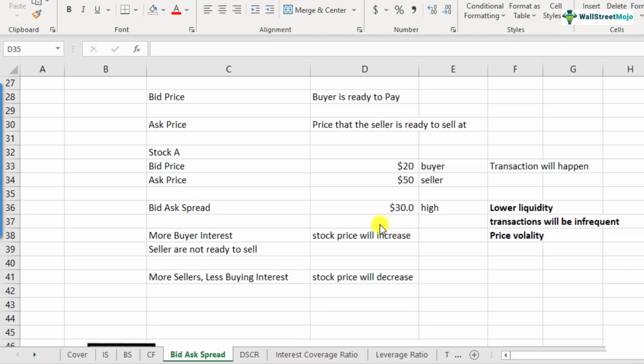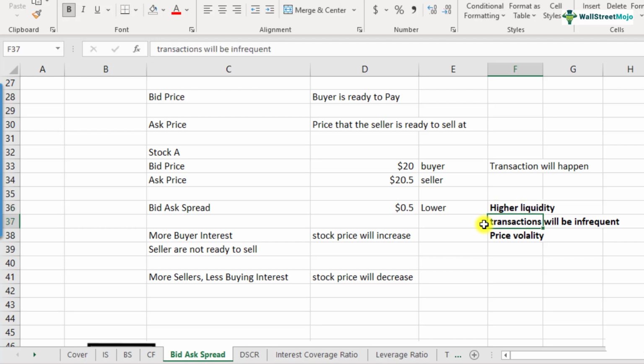But let's assume there is a totally opposite scenario where the bid ask spread is pretty low. Say for example, the ask price is 20.5. What happens in this case? Since the spread is very low, obviously the buyer, if they really want to buy the stock, might not have much problem in increasing the price by another 50 cents. The transaction will happen very frequently. And since the spread is low, it will lead to higher liquidity.